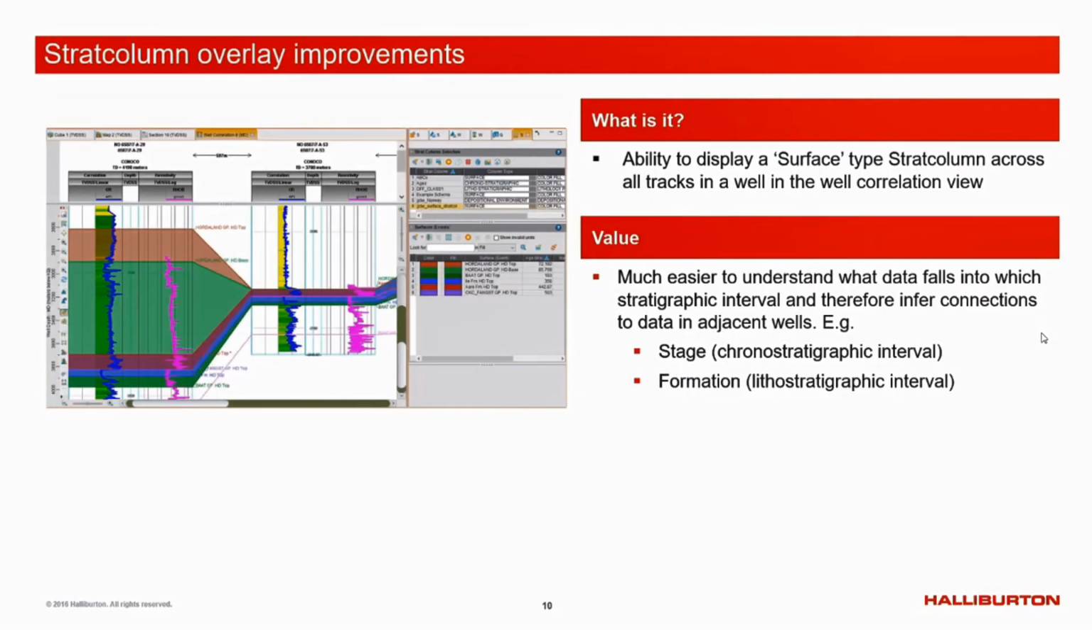The Stratcolumn overlay improvements allow the user to display the surface type of Stratcolumn across all of the tracks in a well in correlation view. This means that it's much easier to understand what data falls into what stratigraphic interval, and it makes it easier to correlate between wells as well.